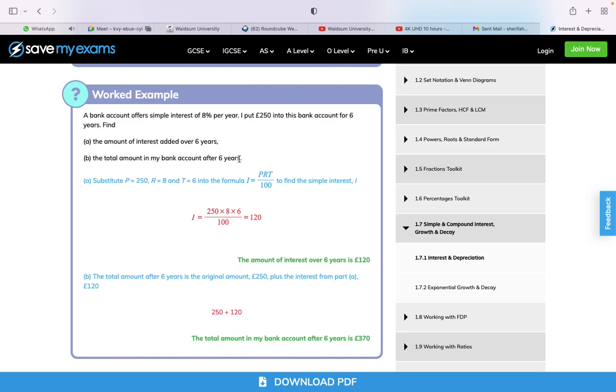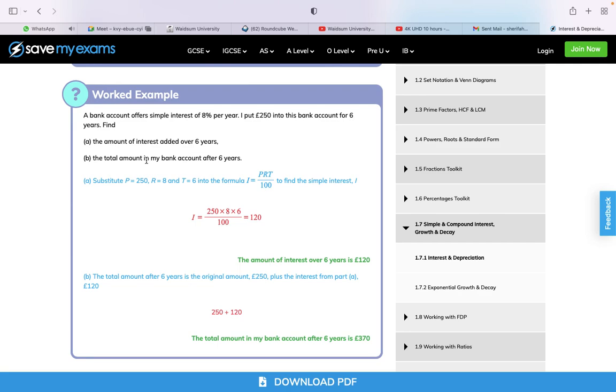So there are two things we're going to look for. We're first of all going to determine the interest for 6 years. The first question, we're going to calculate the simple interest for 6 years. The second question is we're going to calculate the total amount of money that we would have accrued by leaving £250 in the bank for 6 years. So the total money that it will amount to in your bank account.